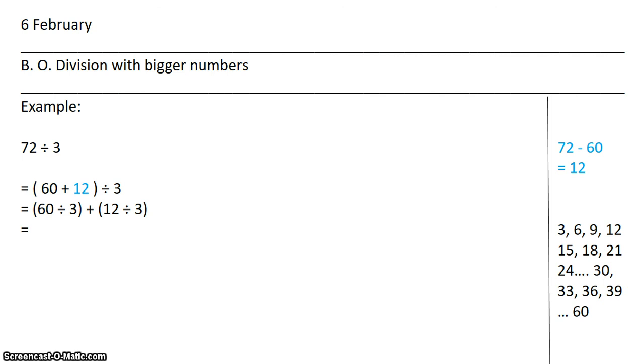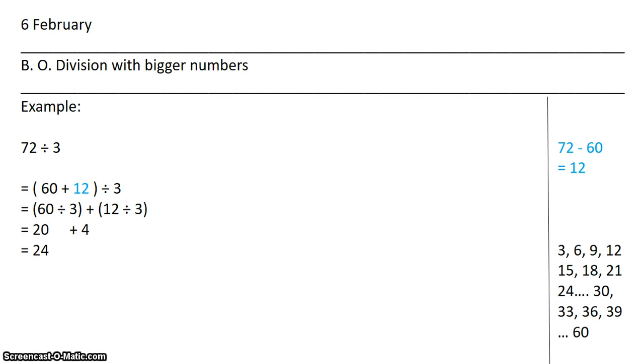And we know that the 10th multiple of 3 is 30. We know that the 20th multiple of 3 is 60. So you can write them all down in the margin. But if you already know the multiples of 3, then it's actually quite easy for you. You just simply write the answers underneath each bracket and you add them together. So in this case, it will be 20 plus 4, and those are the two answers for the brackets, and there's your final answer.